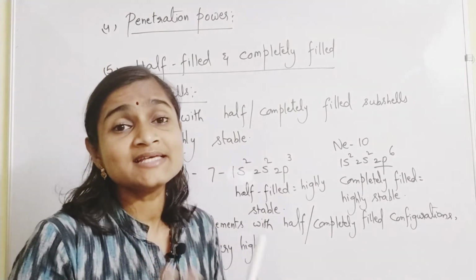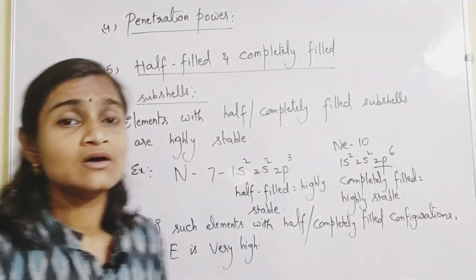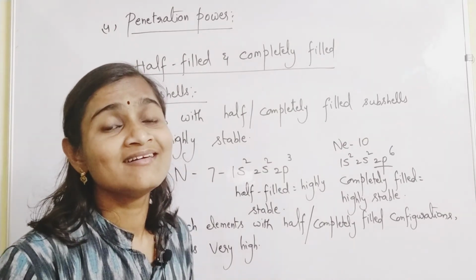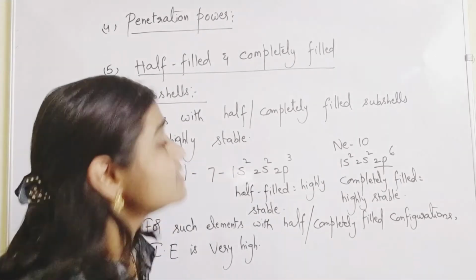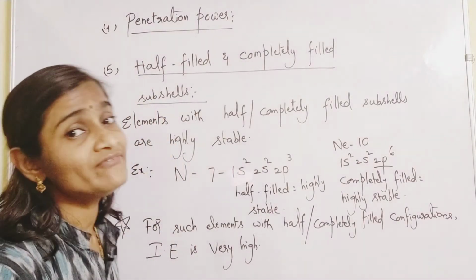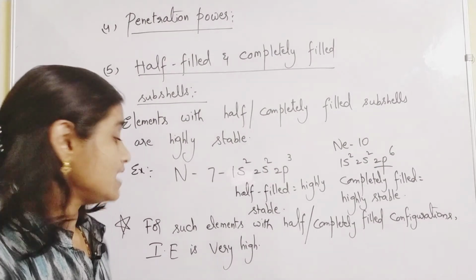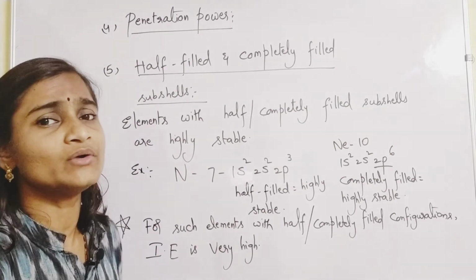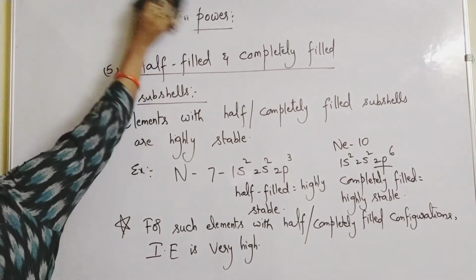Stability is the only factor which we require for the formation of bonds. If it is already stable, then why would it want to lose an electron? How can we remove the electron? Very difficult. So if half-filled and completely filled orbitals are present in any atom, the ionization energy for such elements will be very high. You cannot take out an electron from them. So this is also one of the important factors.